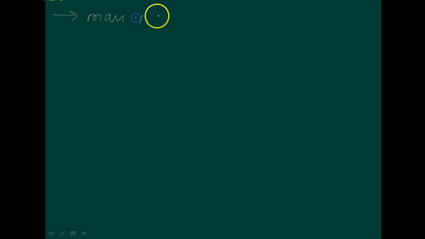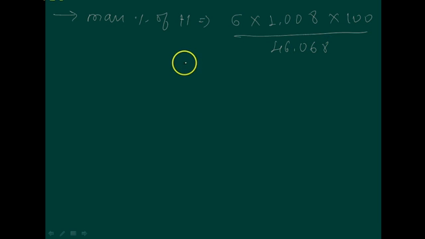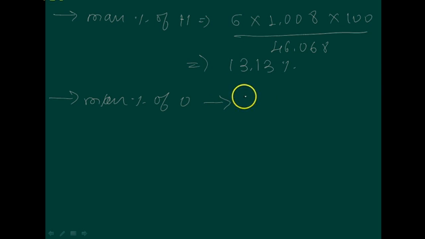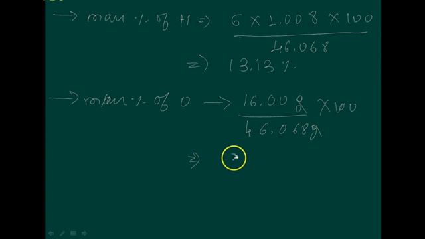Okay, next, the mass percentage of hydrogen. Now how many hydrogen atoms are there? 6 hydrogen atoms, so 6 into 1.008 into 100 divided by 46.068. How much are you getting? 13.13 percent. Next, the mass percentage of oxygen is 1600 gram divided by 46.068 gram into 100, so the gram cancels.